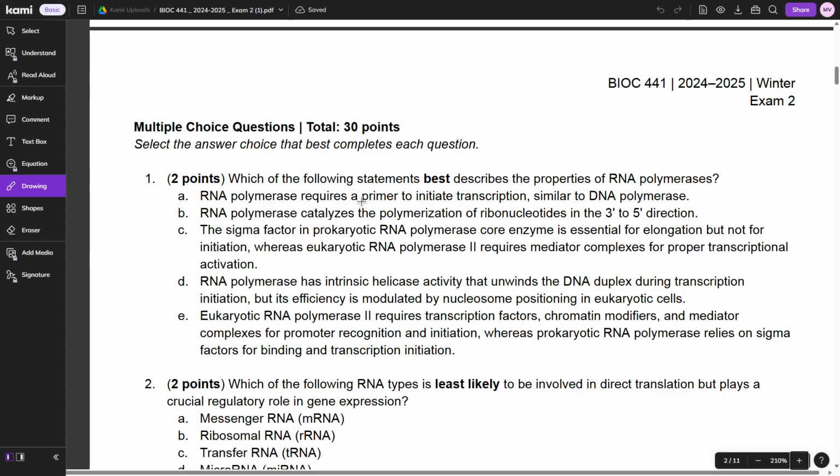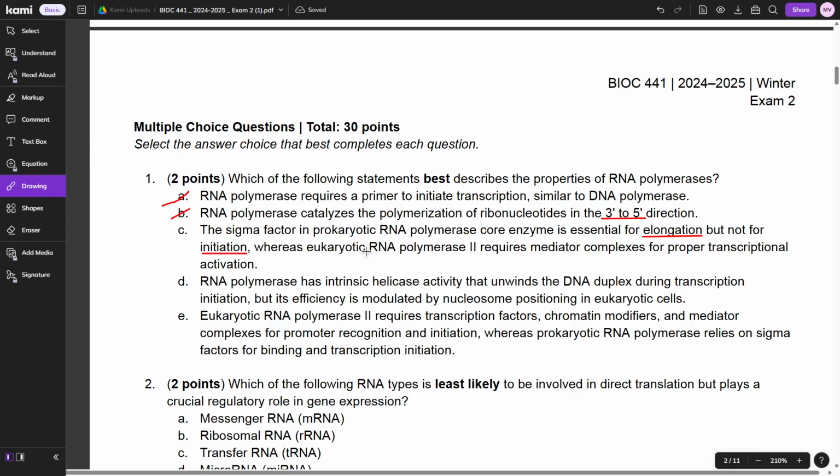RNA polymerase requires a primer to initiate transcription, similar to DNA polymerase. No, you do not need a primer for that. So get it out of here. Catalyzes the polymerization of ribonucleotides in the 3' to 5' direction. Nope, should be in the 5' to 3' direction. It reads 3' to 5'. It produces 5' to 3'. So delete that. The sigma factor in prokaryotic RNA polymerase is essential for elongation, but not for initiation. So this is actually backwards. Sigma in prokaryotes is important for initiation, not so much for elongation. So that's reversed.